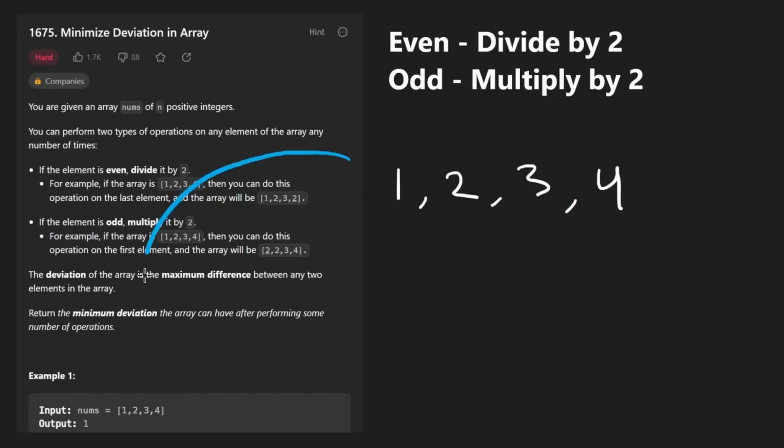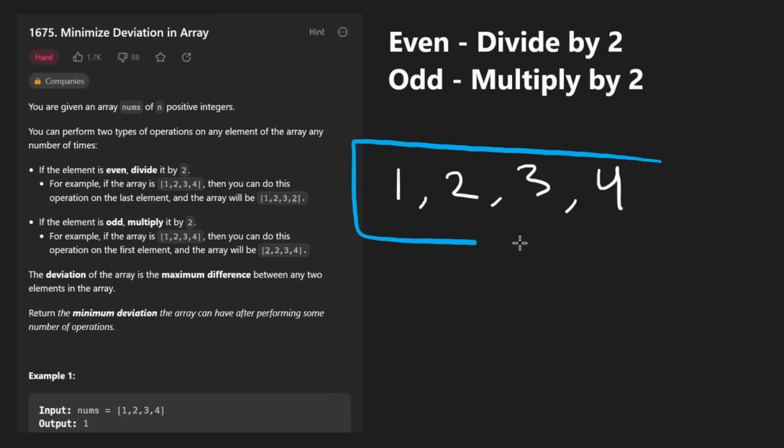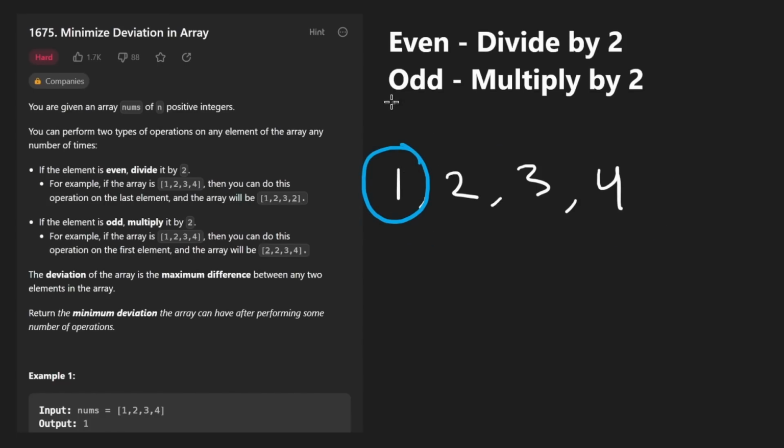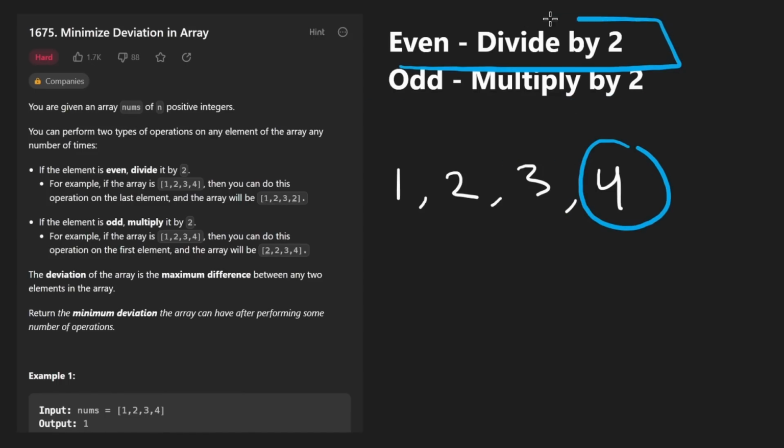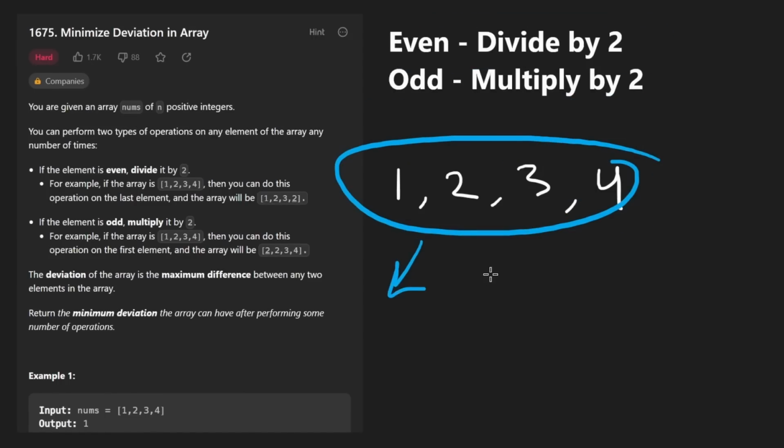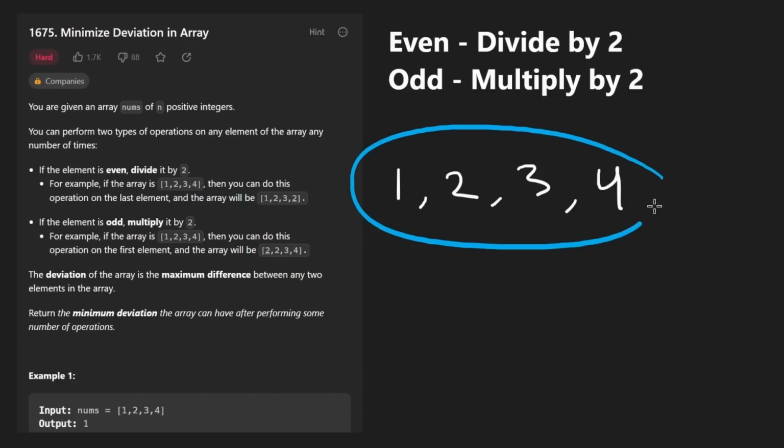Now, even knowing that, this problem is still pretty hard because there's so many things we could do. At least that's what it seems. Like we have a 1 here, so we can choose to multiply it by 2. We could take this even number, divide it by 2. We could take this odd number and multiply it by 2, this even number and divide it by 2. And after we do those operations, maybe we can do even more operations. So how do we figure out how to minimize the maximum difference?